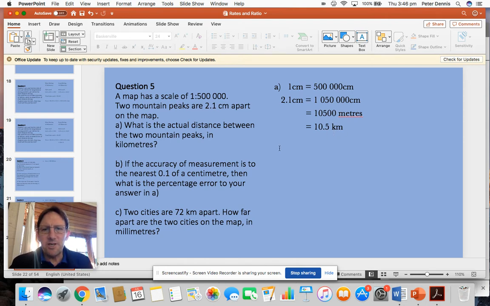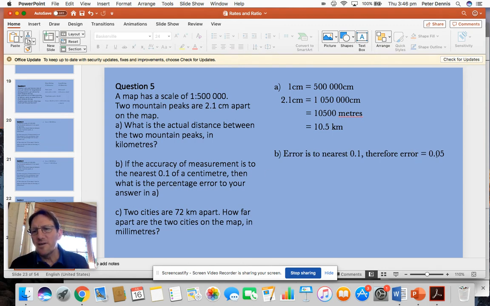If the accuracy of the measurement is to the nearest 0.1 of a centimeter, then what is your percentage error to your answer in question 1, your percentage error? So we could do all this again, or we could say, okay, because this is to the nearest 0.1, then the error is always half of that, remember? The error is to the nearest 0.1, therefore the error is 0.05.